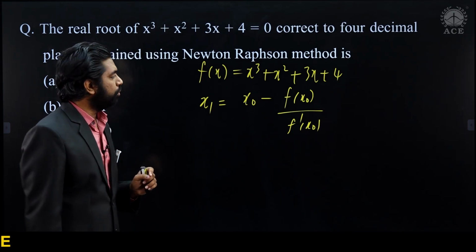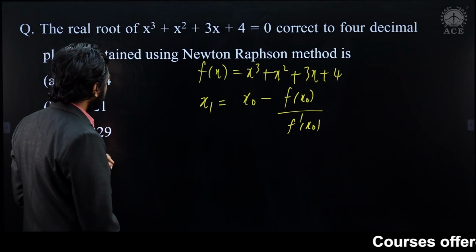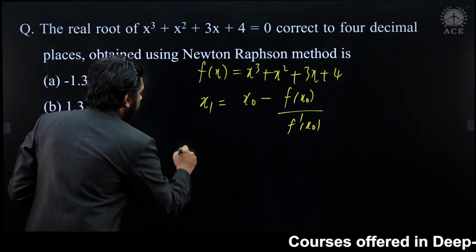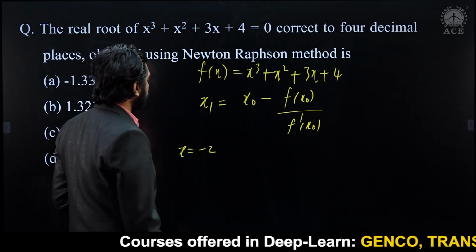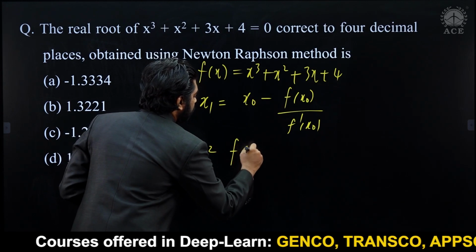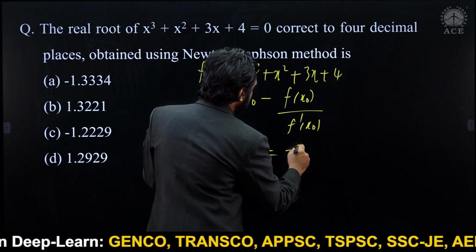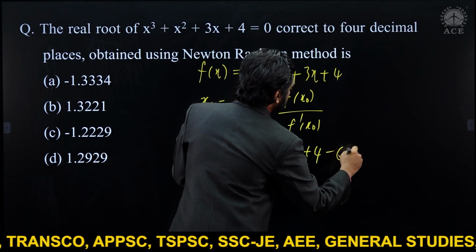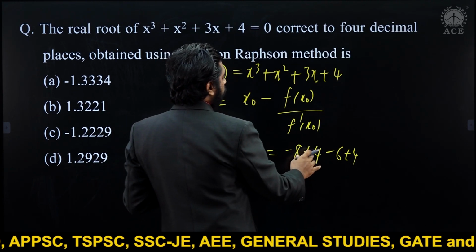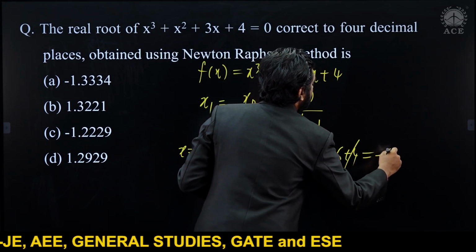So what I would like to do is choose 2 points, let's say x equal to minus 2. At this point I would like to see what f of minus 2 is. So let's find it. How much is f of minus 2? It is minus 8 plus 4 minus 6 plus 4. So this is 4 plus 4, 8, so this cancels. This is minus 6.